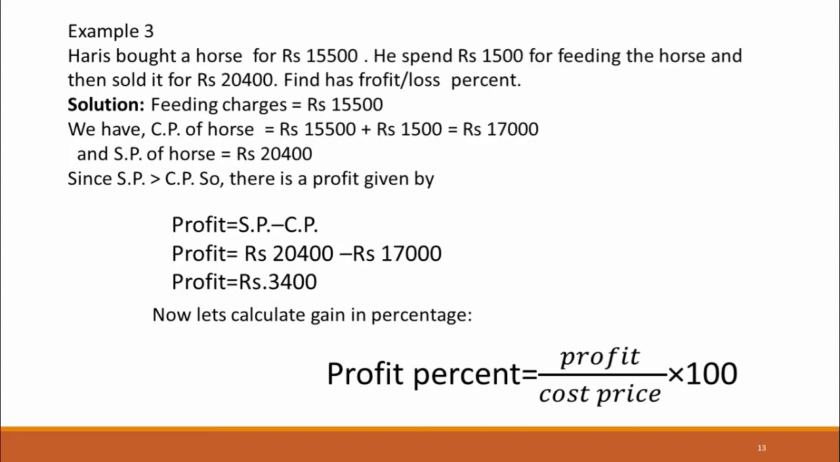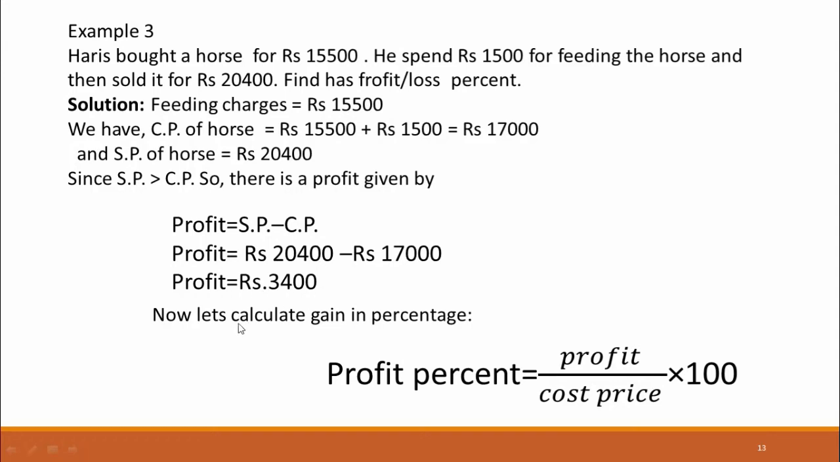Now the sale price of the horse is 20,400, and since the selling price is greater than the cost price, there is a profit, given by profit is equal to selling price minus cost price. So profit is equal to 20,400 minus 17,000. Now subtract 17,000 from 20,400. We obtained the profit 3,400.